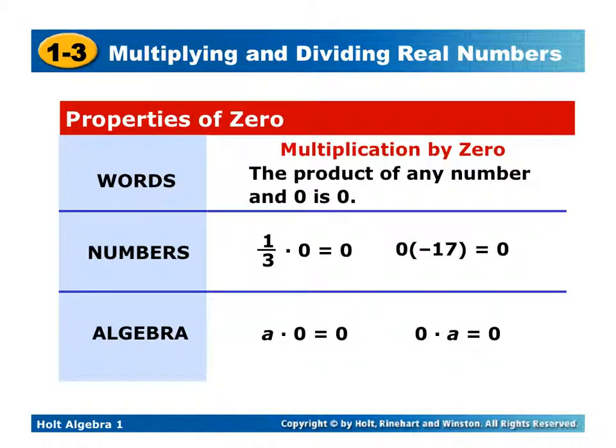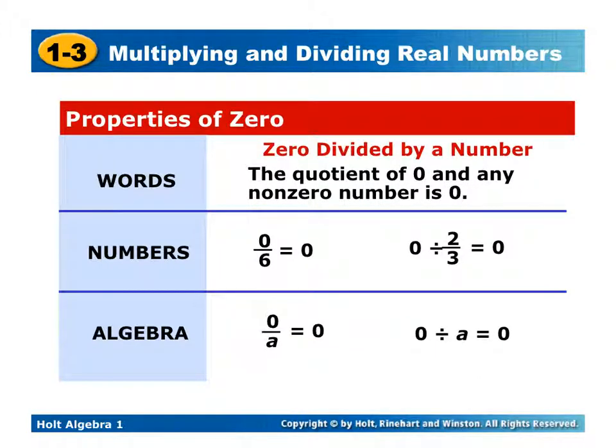So let's look at some properties of 0. First, we have multiplication by 0. The product of any number and 0 is 0. So 1/3 times 0 is 0, 0 times negative 17 is 0, or algebraically, a times 0 is 0, or 0 times a is 0. Pretty straightforward.